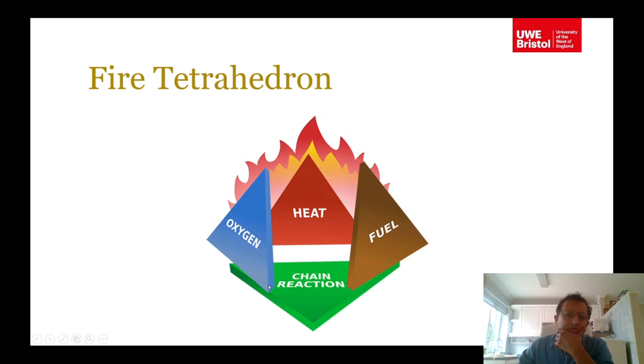So there is a concept called the fire tetrahedron. It's a fairly simple concept. So for combustion to take place, you need oxygen, or oxidant rather, and fuel. And the fuel and oxygen mix together and do a chemical reaction, and it will produce heat. You need to have some activation energy as well.